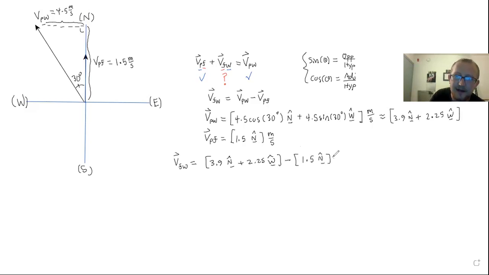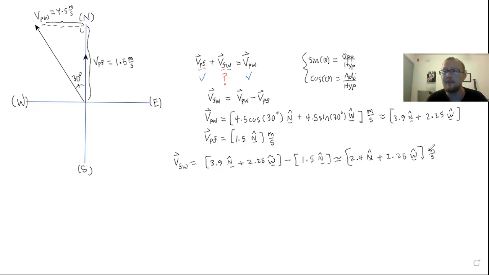So after combining like terms, 3.9 minus 1.5 gives me 2.4 meters per second in the northward direction, plus the 2.25 meters per second in the westward direction. So this is our answer for the velocity of the ferry with respect to the stationary observer, or the water.